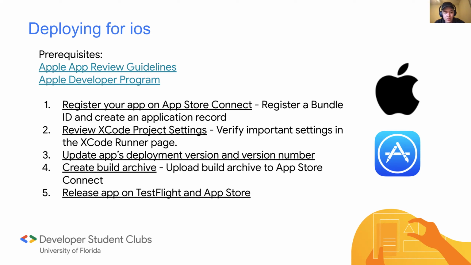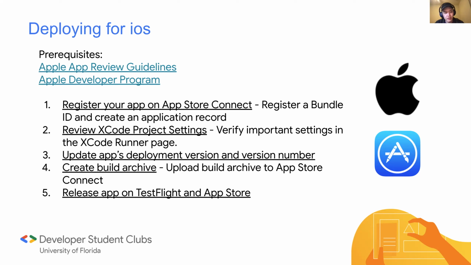So first off, when you want to deploy for iOS, you want to register your application on the App Store Connect. And the two most important things are to register a bundle ID and create an application record. And so you just define your app name and description when you're registering. And yeah, this will help complete your application record.